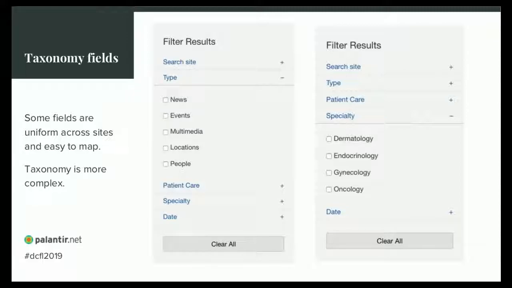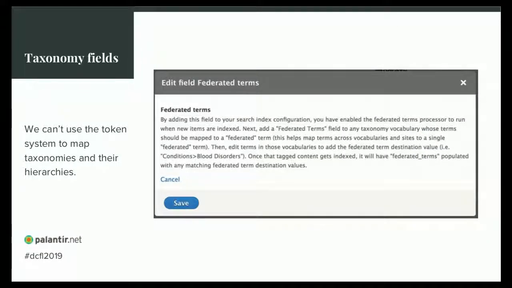Again, some fields are uniform across sites and very, very easy. Right? So if you're looking at types, those are going to come across, again, pretty straightforward. And type is always going to be present in all cases. Taxonomy is where things get a little bit tricky. You can't quite use the same token-based replacement logic for taxonomy terms because of the problem of synonyms across your different sites. And I'll show you what I mean by that here in a second. So if you actually try to go into the Search API configuration and say, hey, let's do the taxonomy stuff, it gives you this big note that says, yeah, you can't do that here. You have to do that in the taxonomy management screen.